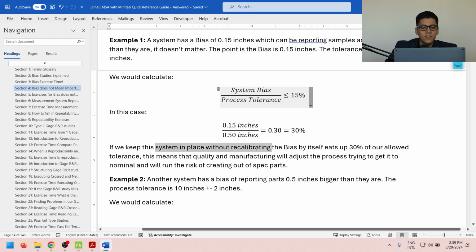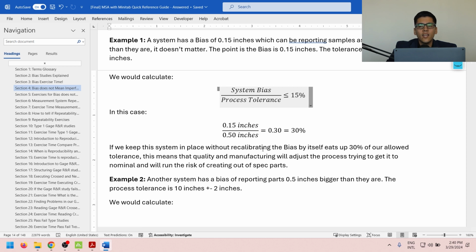If we keep this system in place without recalibrating, the bias by itself would eat up 30% of our allowed tolerance. This means that quality and manufacturing will adjust the process trying to get it into nominal and will run the risk of creating out of spec parts.